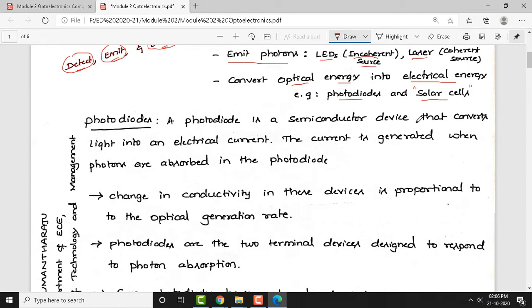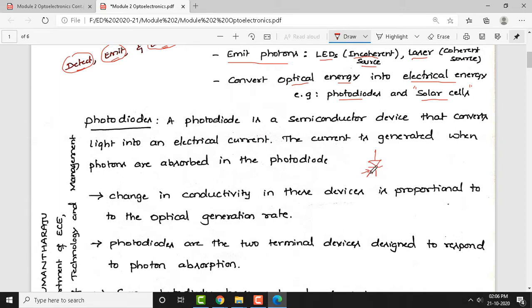A photodiode is a semiconductor device that converts light into electrical current. The current is generated when photons are absorbed in the photodiode. The symbolic representation of a photodiode looks like this. We will have the same diode symbol, with no change in the photodiode symbol, but the only thing is we will show it with an arrow mark like this.